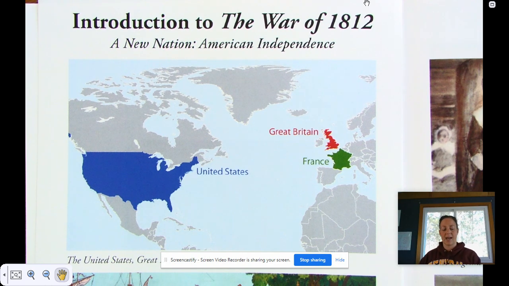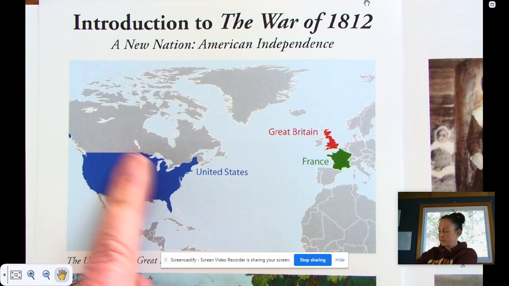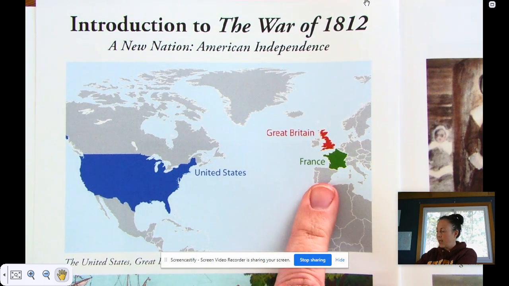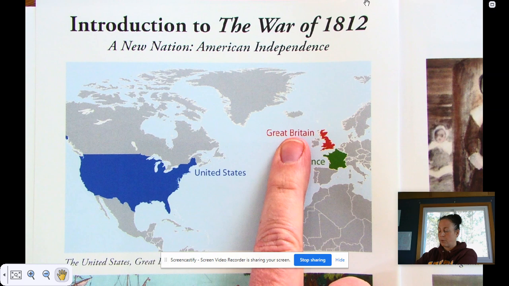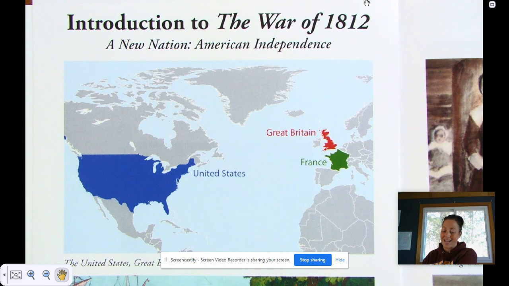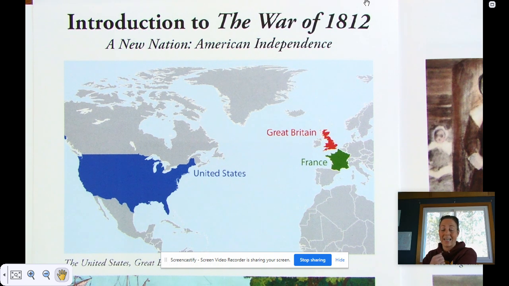So this image shows the continents of North America. That's us right here, and also Europe. Okay, and Europe has the two countries of Great Britain and France. And remember, a long time ago, the country that we live in was not actually divided into 50 separate states. Native Americans lived throughout our country, and it was not nearly as populated as it is today.